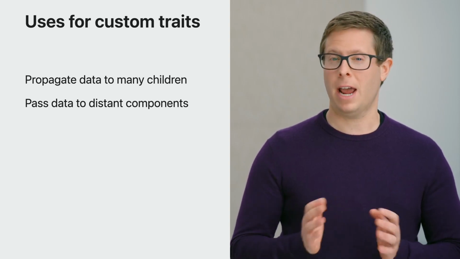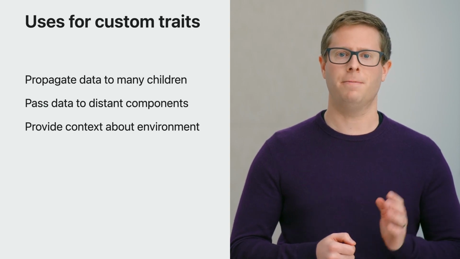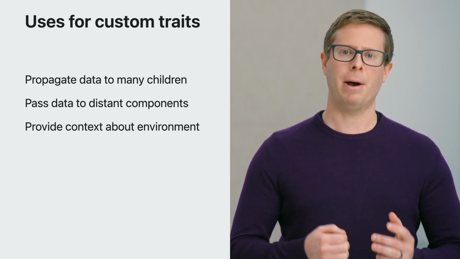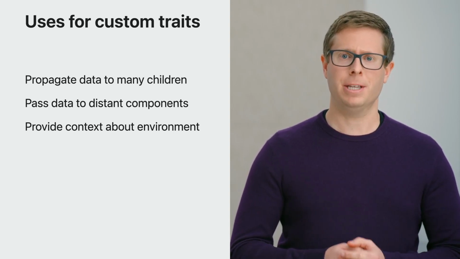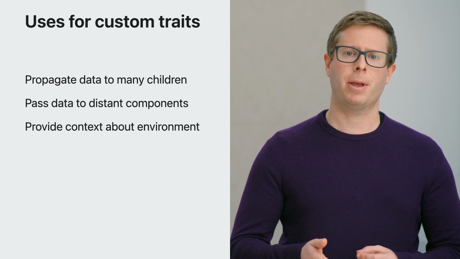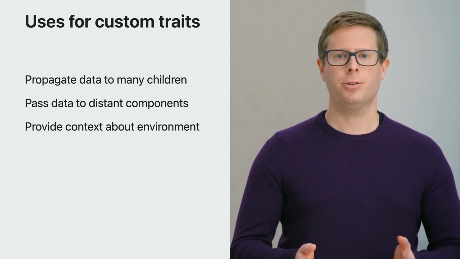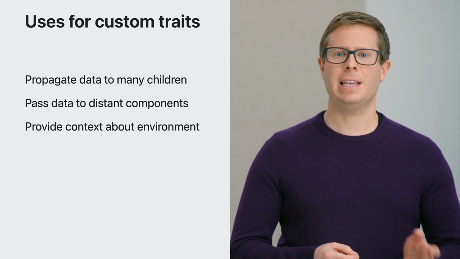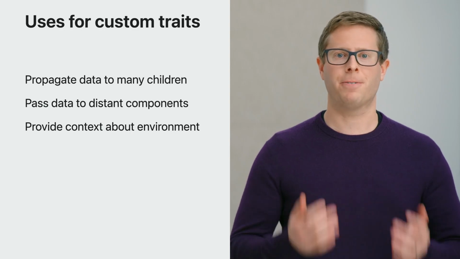Because traits are inherited through the hierarchy, they can provide context to your views and view controllers about their environment, such as providing information about a containing view controller. While the trait system is powerful, using it to propagate data is not free. For best performance, use traits when they add value, but avoid using traits when you can easily pass data directly. Now you're ready to define your first custom trait.